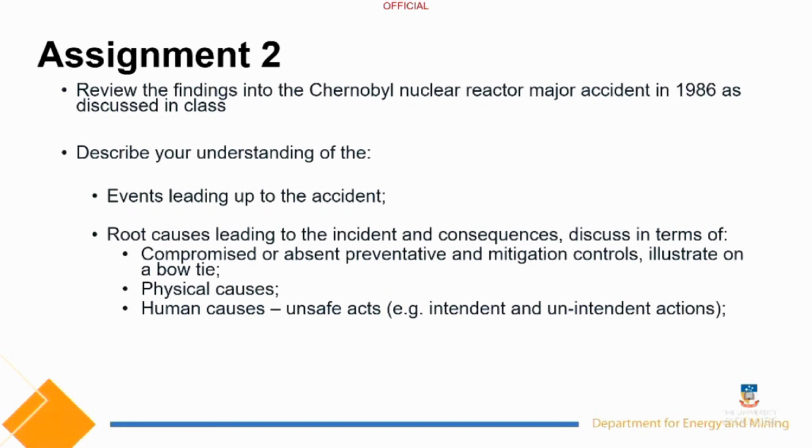Part of the assignment is obviously to describe your understanding of the events, because that will help you then start answering the why questions. Root causes leading to the incident and the consequences, discuss them in terms of the compromised or absent preventative controls, which I think I've gone through. You can illustrate them using the bow tie if you like.